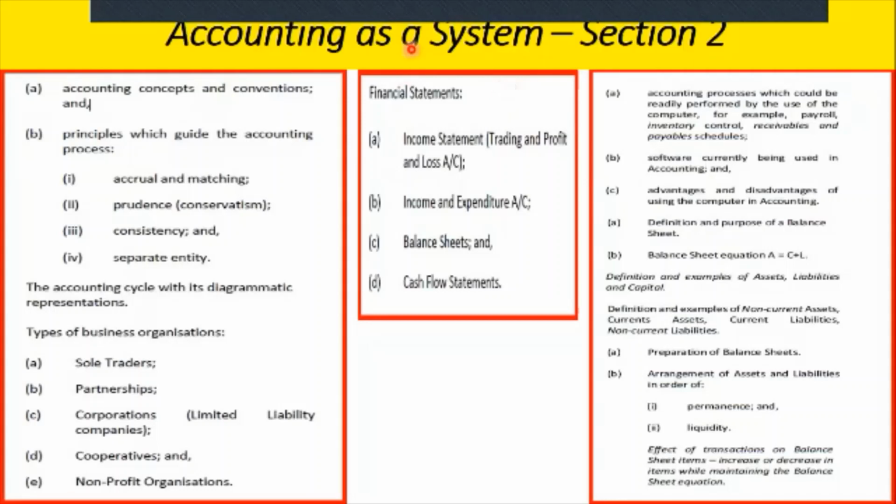Right, accounting as a system. That's the second one in line. That is section 2 of your syllabus, and it has these things here. All right. This here, the financial statements, is not the full financial statement, but this is where we introduce it. This is looking at simple balance sheets and income statement and cash flow.